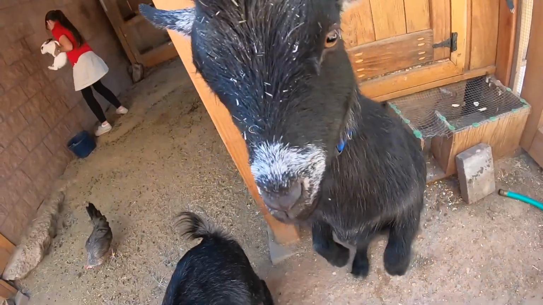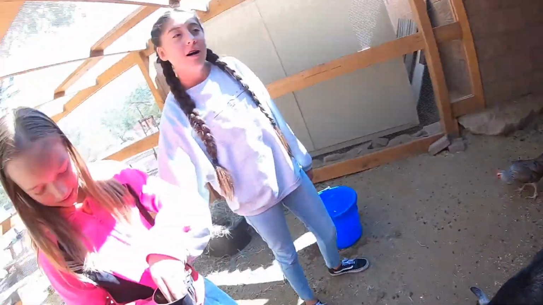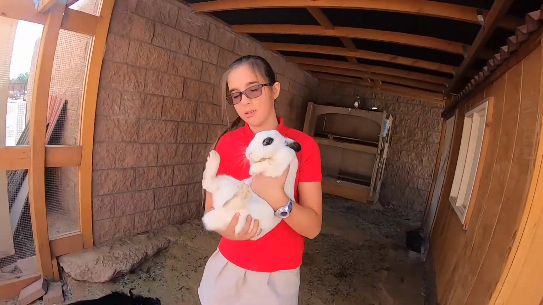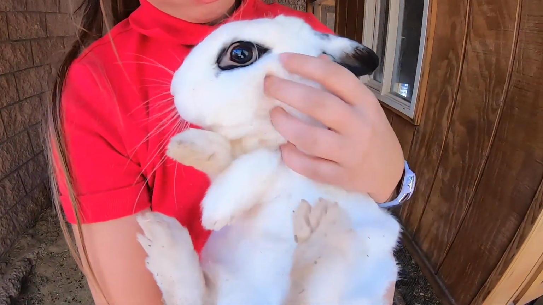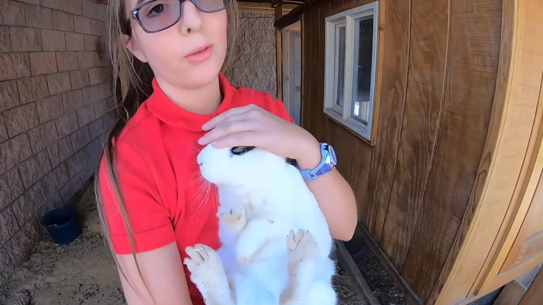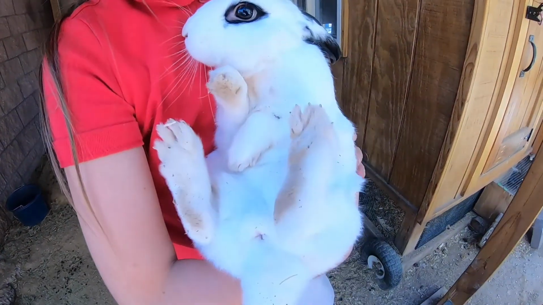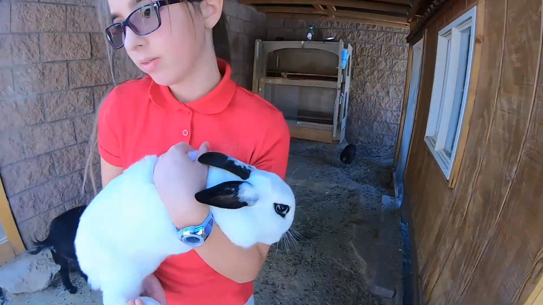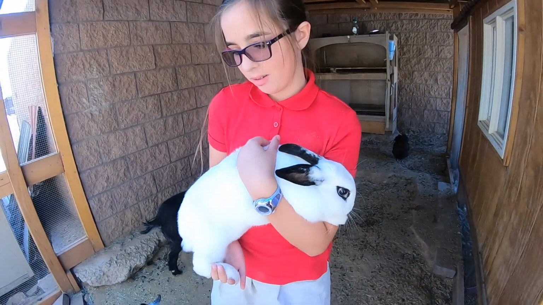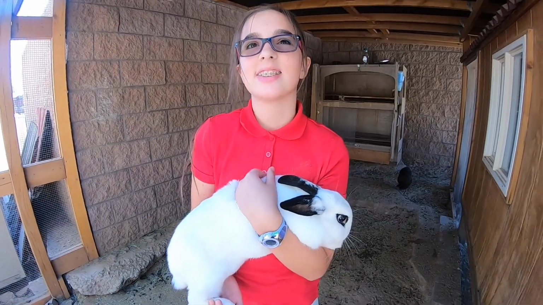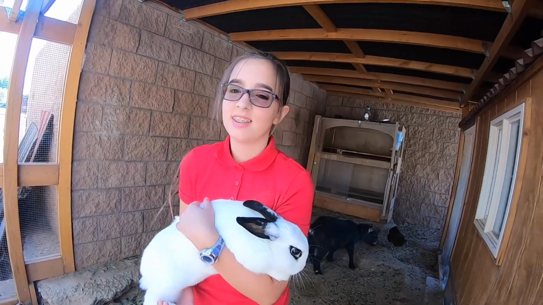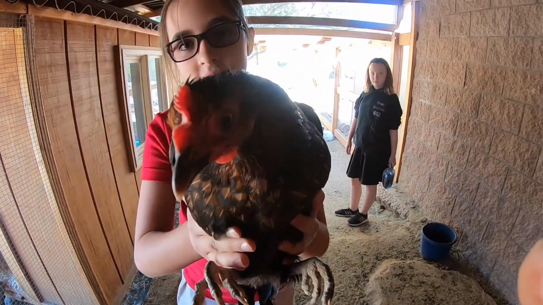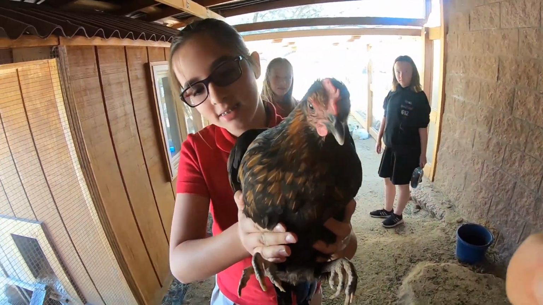Is that the food you're feeding them? Just scratch. Oh, look at that cutie. What's this rabbit's name? Mr. White. He seems to be quite comfortable in that position. So what does Mr. White eat? Pellets and hay. So not what the chickens are getting. No. That's Penguin the chicken. Hi, Penguin the chicken.